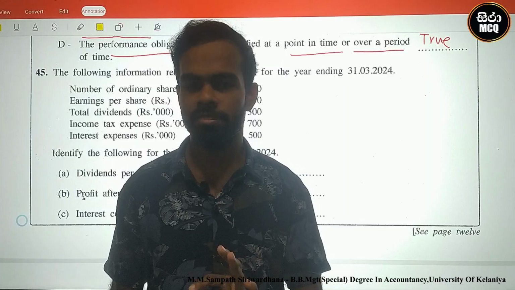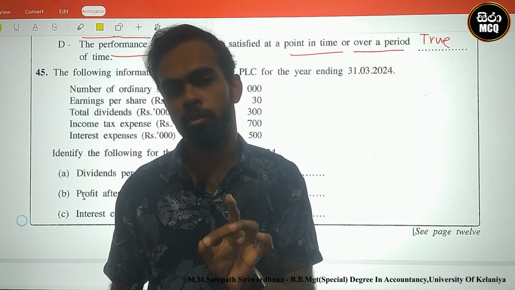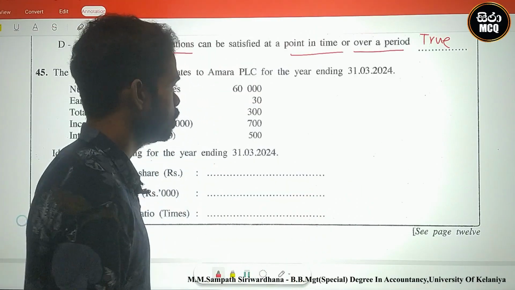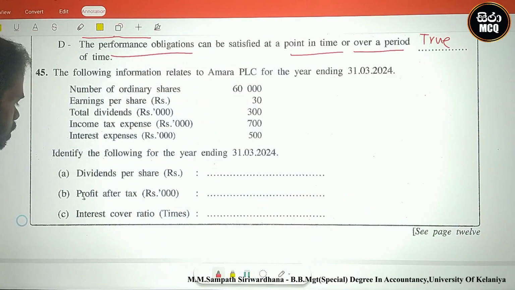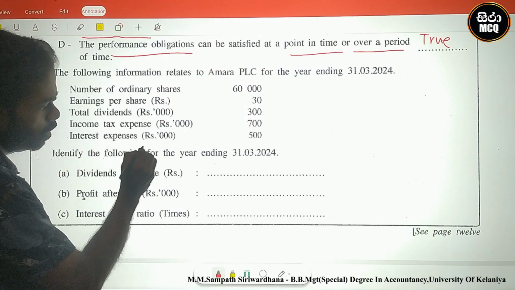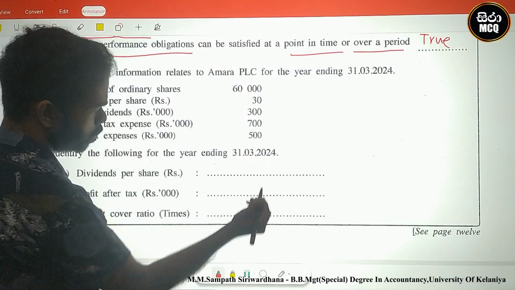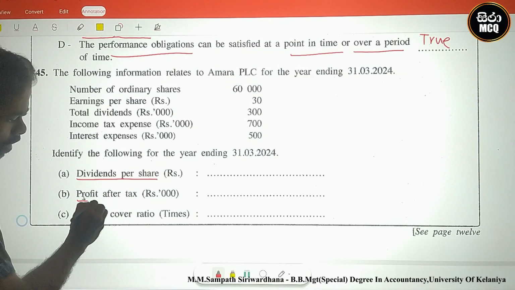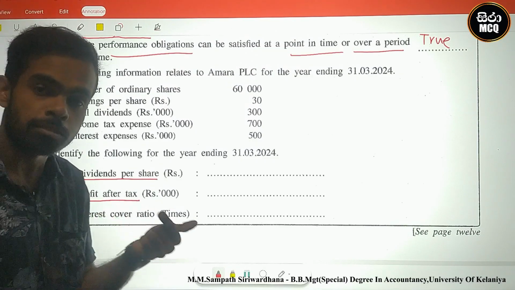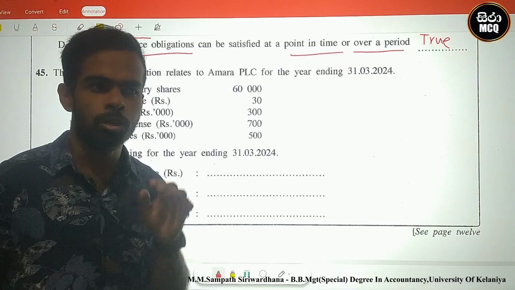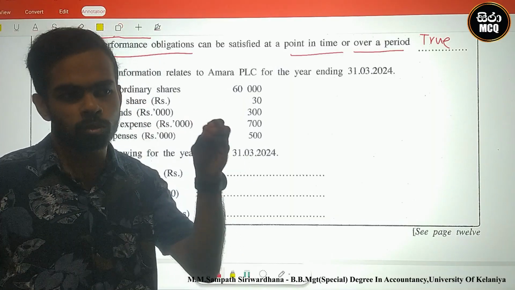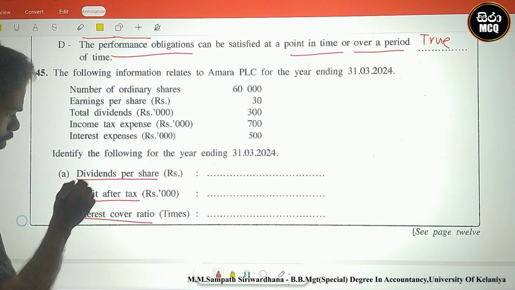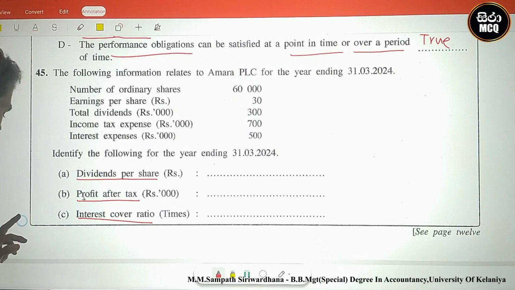Today we discuss Advanced Level A-level accounting paper 2024, question number 45. This is related to ratios. What are the requirements? Look here, there are three requirements. Identify the following for the year ending 31st March 2024: dividends per share, profit after tax, which means profit for the period, and interest cover ratio. Firstly, we identify the dividend per share.